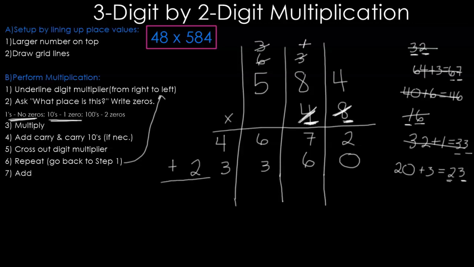Okay, and again, we understand why these grid lines are so important. It just helps to line everything up so we don't get confused. Okay, so let's add. 2 plus 0 is 2. 7 plus 6 is 13. Write the ones, carry the tens. 6 plus 3 is 9, plus 1 is 10. Write the ones, carry the tens. 4 plus 3 is 7, plus 1 is 8. And we have 2. Okay? Again, neatness, right, is very important so we don't get confused.